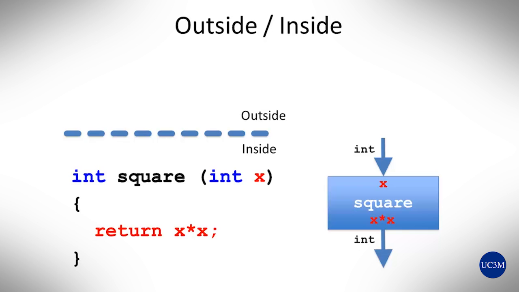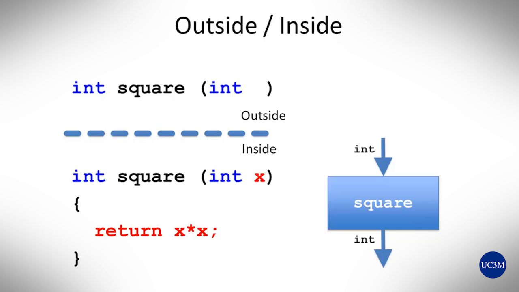It is important to note that the method definition identifies two contexts, the inside and the outside. In the inside, we can use the parameters x or y or whatever, but not from the outside. From the outside, we just know the name of the method and the parameter and result types. How the method is computed is a matter of the inside contexts.